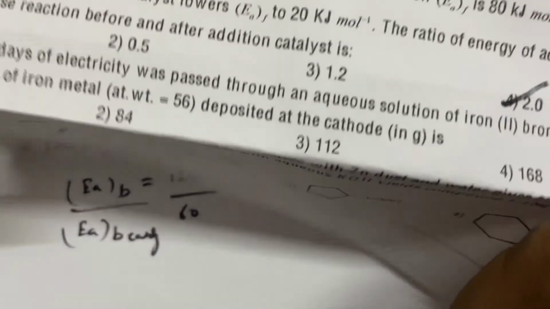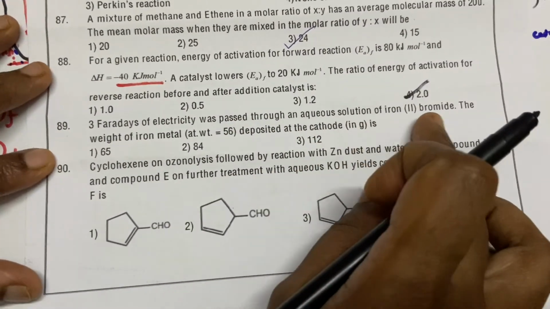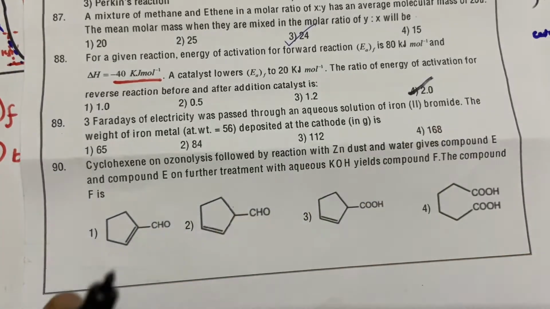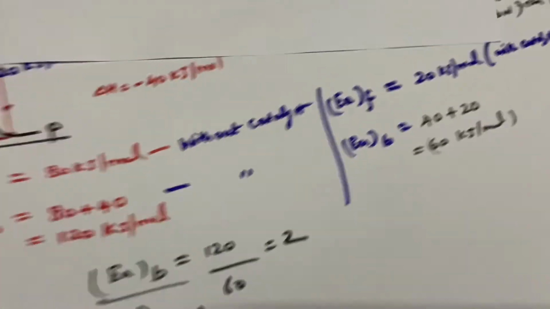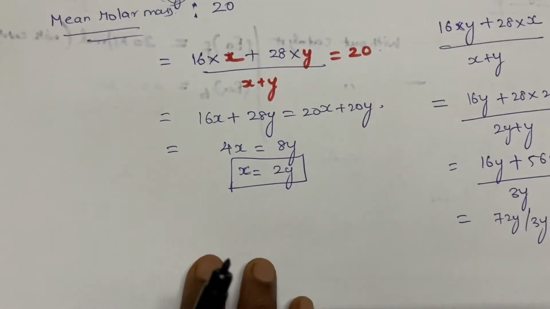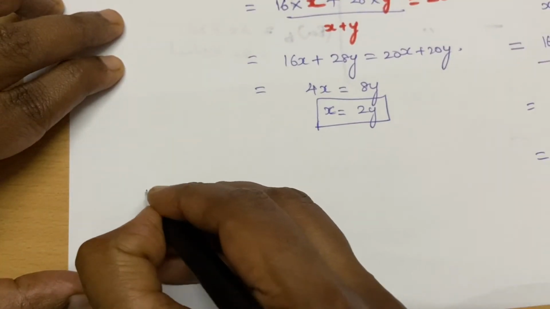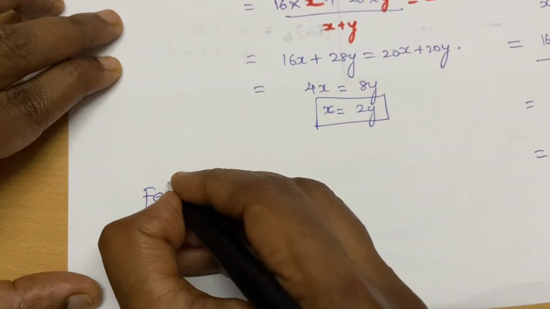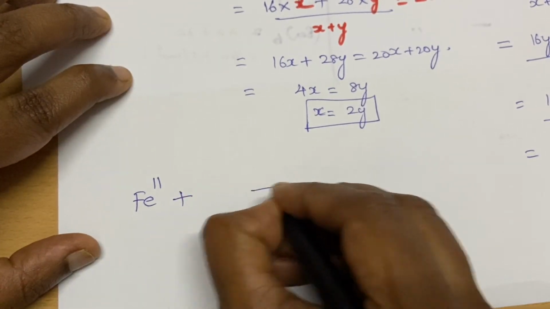So the next question: 3 Faradays of electricity was passed through an aqueous solution of iron 2 bromide. The weight of iron metal deposited at the cathode. So here please listen, students. First of all, we need to write the reaction. Iron 2 bromide gives only iron 2 plus, so if you write that, that is sufficient.